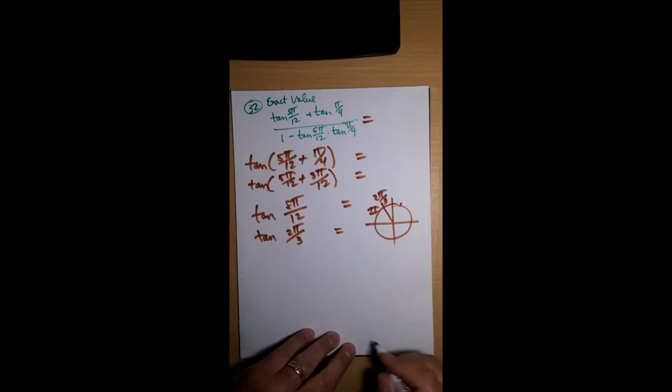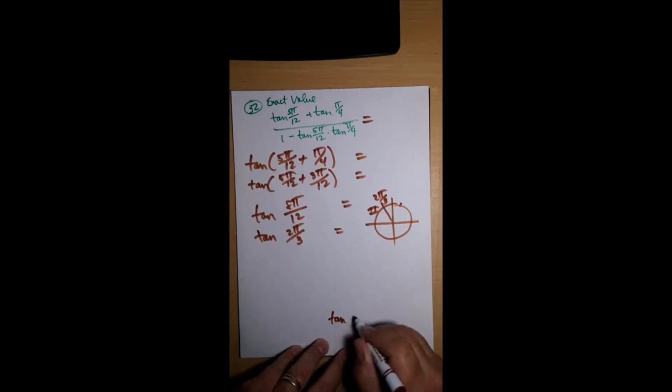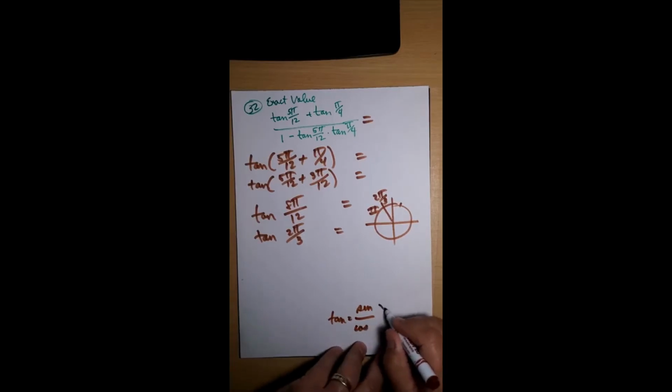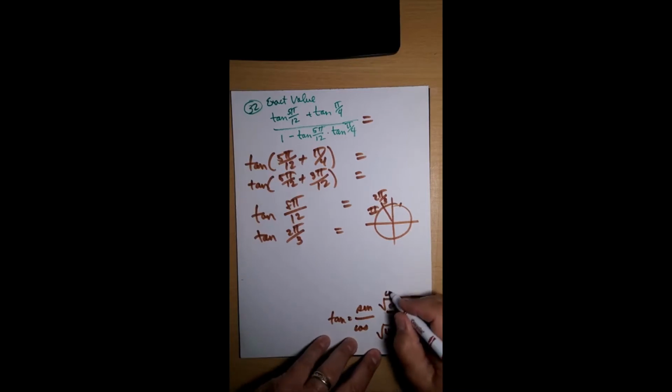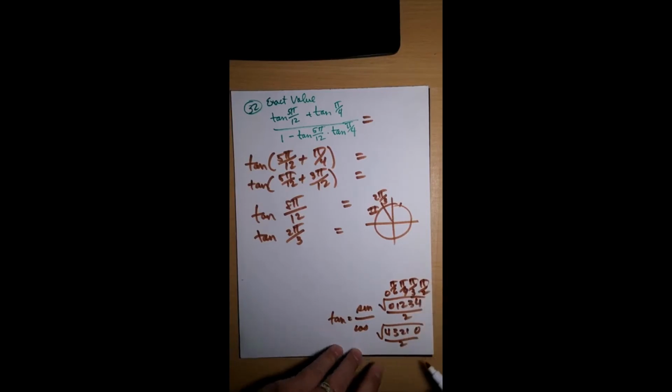So, remember our tangent is the sine over the cosine, which is the square root of 0, 1, 2, 3, 4 over 2, and this is the square root of 4, 3, 2, 1, 0 over 2, for 0, pi over 6, pi over 4, pi over 3, and pi over 2. You write that enough times, you'll get used to it. So we want the pi over 3 stuff.